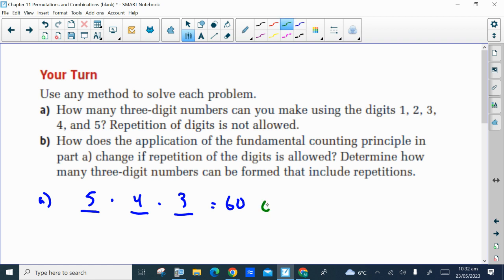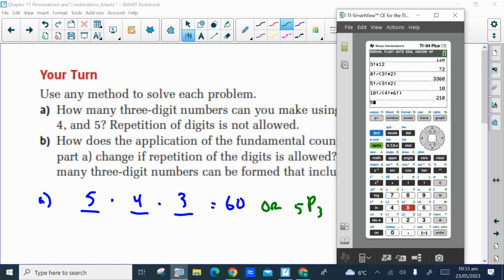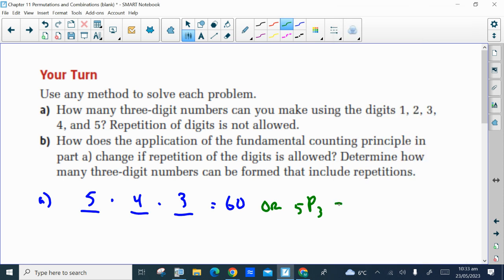Or we could also use permutations. We could go 5P3. That would work as well. So remember 5, then go to math over to probability. Number 2 in this list is nPr. So we choose that, then we put our 3 there for 5P3. It gives us the same answer.